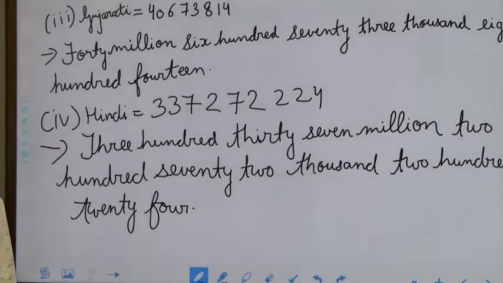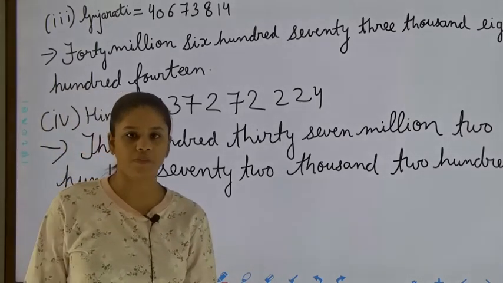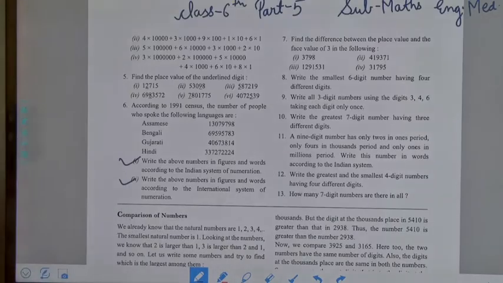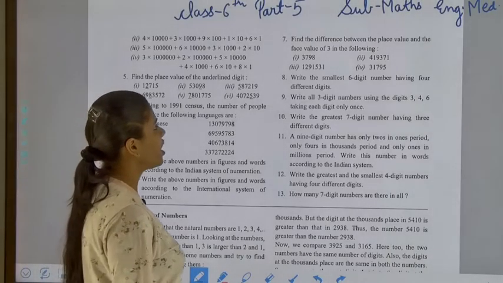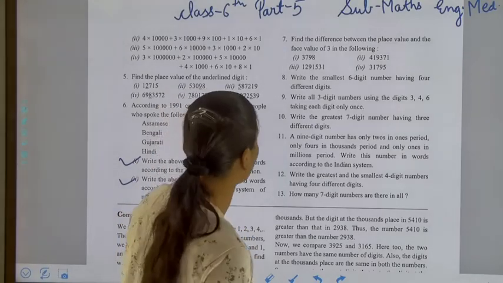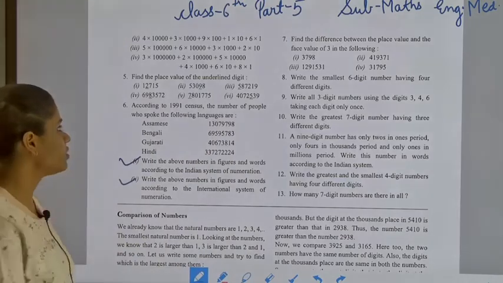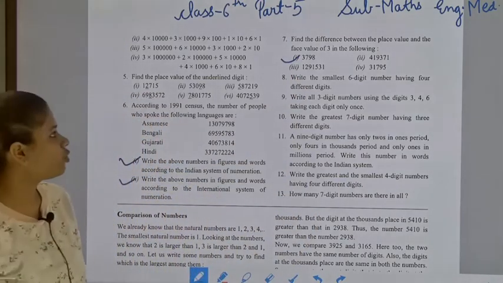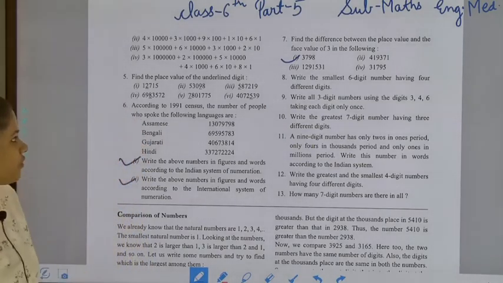So students, you have to do these parts in your maths notebook. If you want to take a screenshot, you can take, then we will move to the next part. That is question number 7. Next question is to find the difference between the place value and the face value of 3 in the following question. Students, that is 3,798. We have to tell the place value and face value.